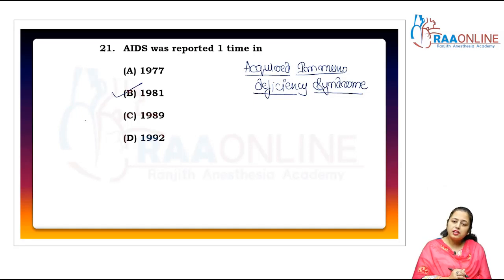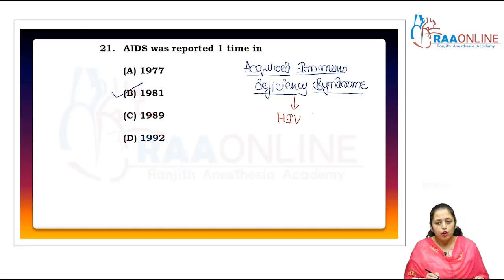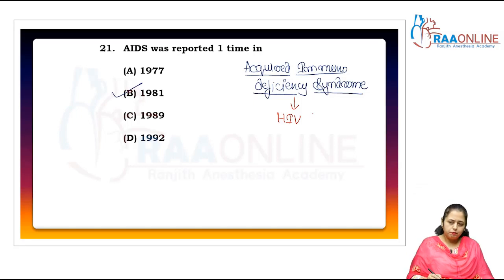Actually, what is AIDS? AIDS is caused by the HIV virus, human immunodeficiency virus. What will happen in that case? HIV attacks the T helper cells. See, AIDS was first reported in the USA in 1981. Its causative organism is HIV, which was identified by Luc Montagnier.